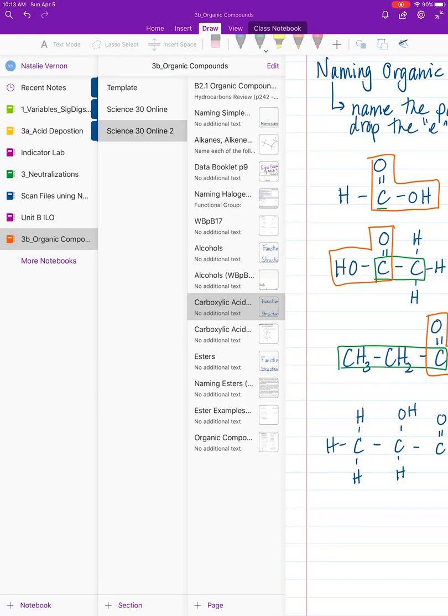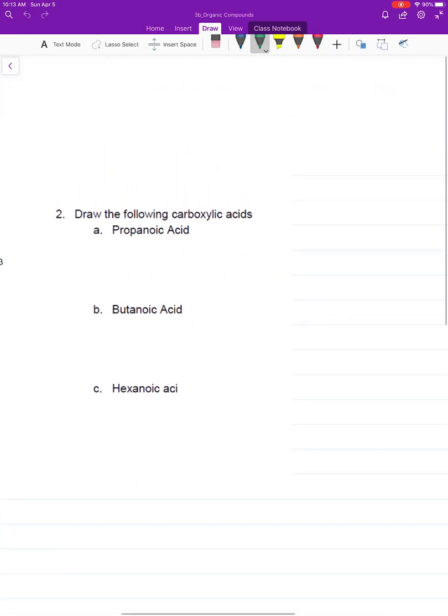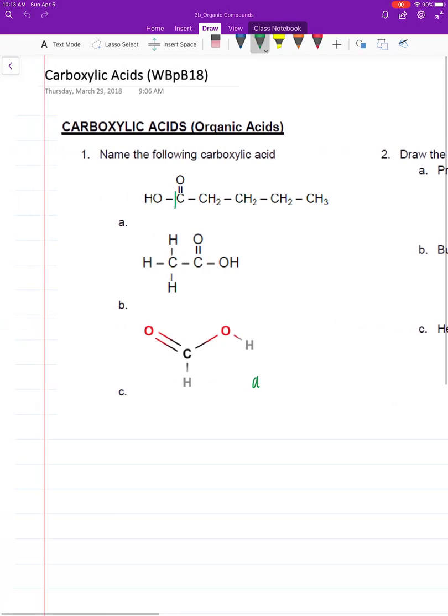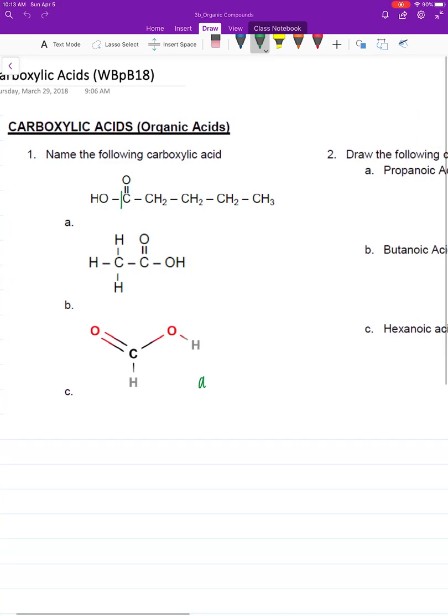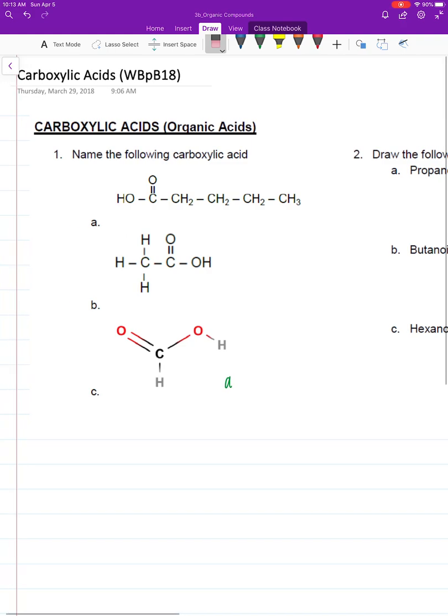Okay, so let's try a couple examples together. So in your work booklet, you're going to turn back to B18, and we'll try the first two on the worksheet at the bottom here, and then I'll give you some time to do your own. And then we'll come back and we'll talk about esters in another video. Okay, so B18 at the bottom of the page, let's take a look at this first one.